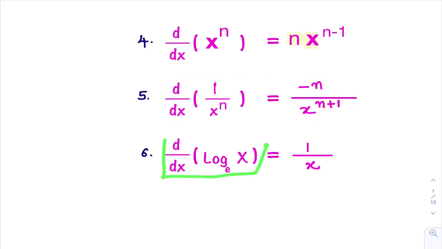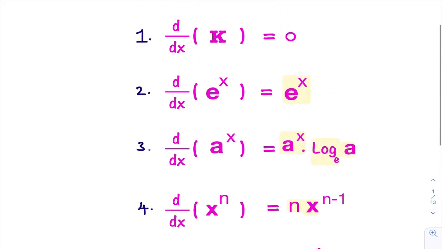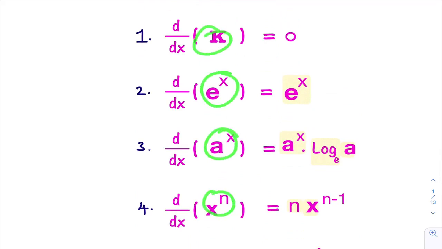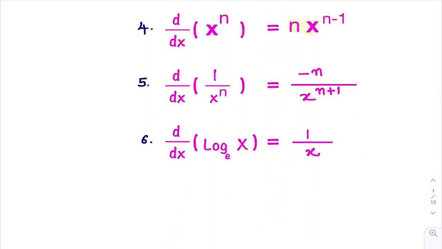Derivative of log x base e is 1 by x. So in total, we have 6 formulas related to derivatives of algebraic functions. See, these are all algebraic functions. Note down these formulas and be thorough with all of them. These are very, very important formulas.